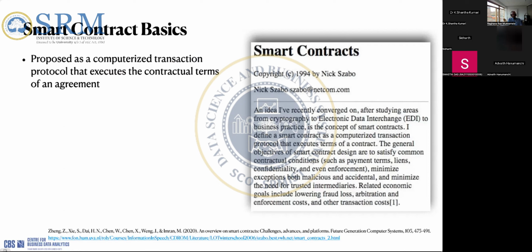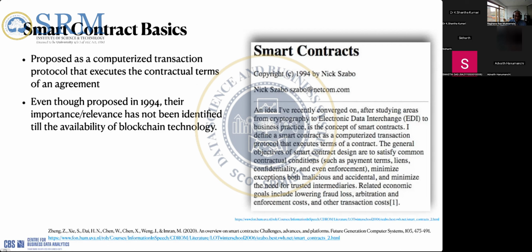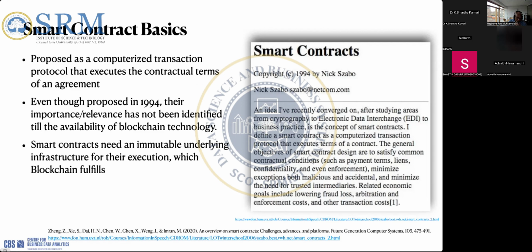Again, smart contracts were proposed as a computerized transaction. As I was telling you before, when the initial version of the smart contract was proposed, there was no notion of the blockchain, right? There was no underlying immutable infrastructure available at that point of time. The basic motivation for the smart contracts proposal was as a kind of digital transaction processing language.